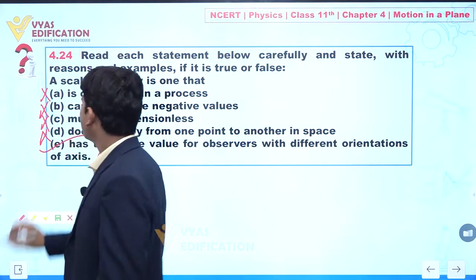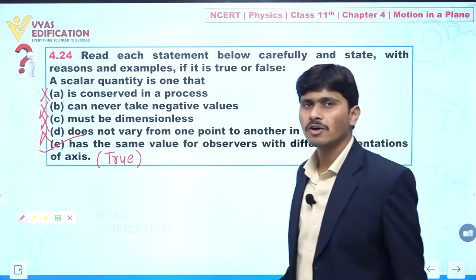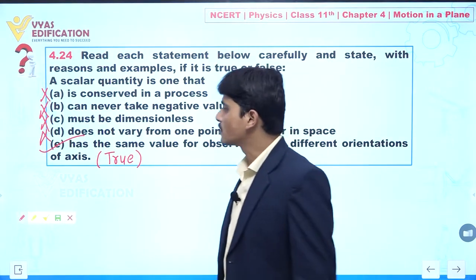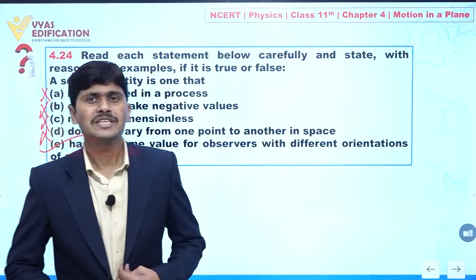Clear? So we can say part E is correct, or true, and all the others are false. Clear to everyone? So this is all about this question.